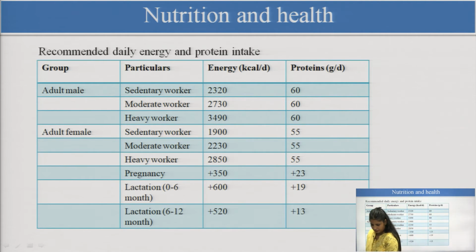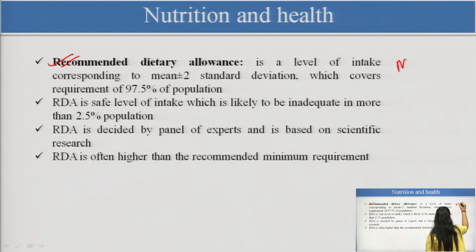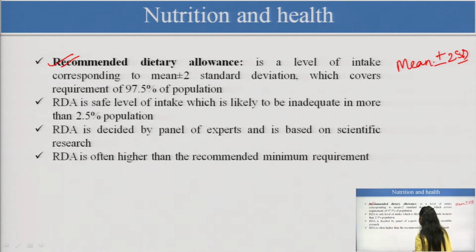Then after that we can see the recommended dietary allowance. Recommended dietary allowance means how much dietary intake is required. There is one formula for calculating the recommended dietary allowance. We take the mean, and we take plus or minus 2 standard deviations of that particular mean value. From that mean value, we will add plus 2 SD, or we can also minus 2 SD. So this is how we can fluctuate the recommended dietary allowance.